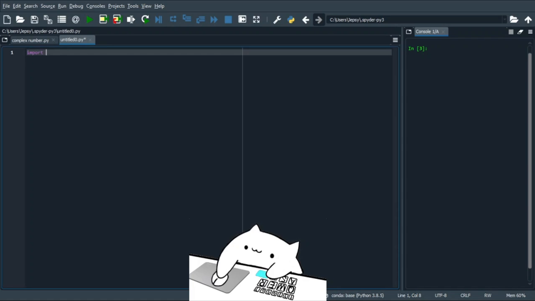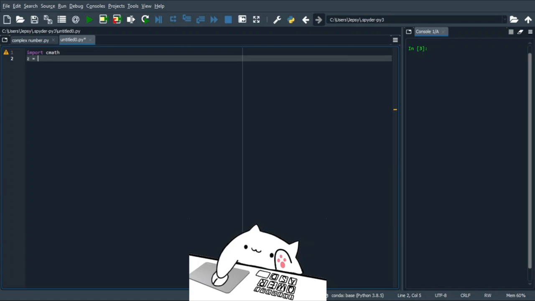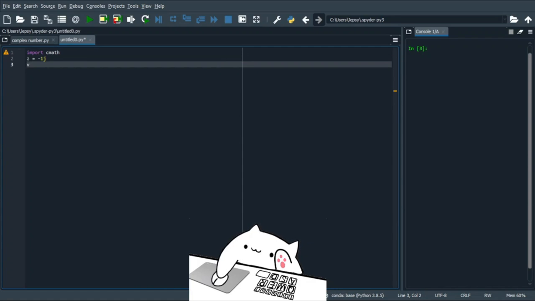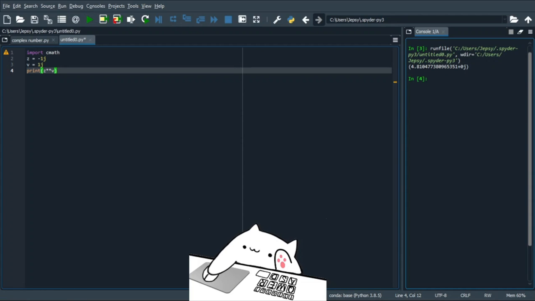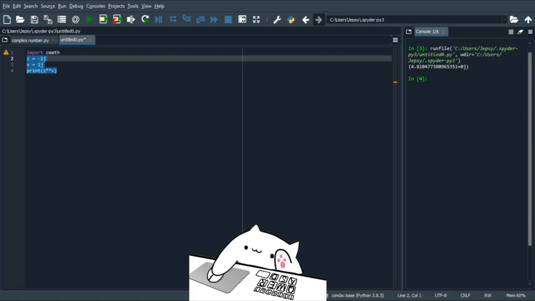So the first problem here is to find the principal value for negative j raised to j. So let's import cmath. Then I'll let my z equal to negative 1j and my v equal to 1j. I'll just print the answer. So it's z double asterisk of v, and the answer here is 4.81.